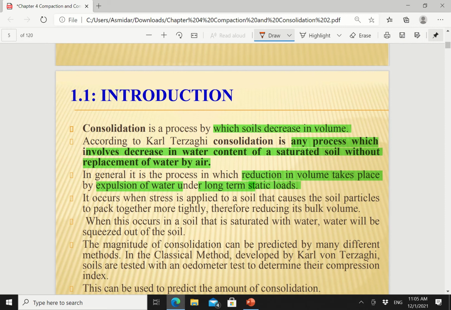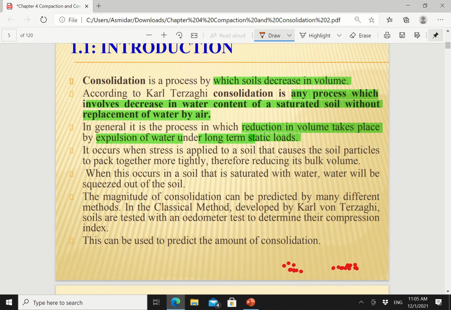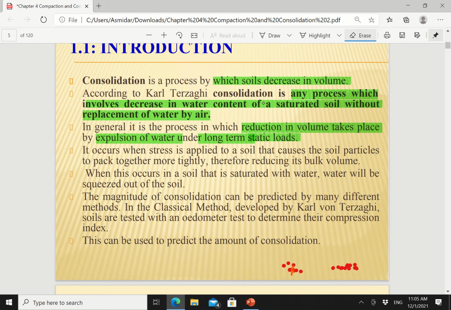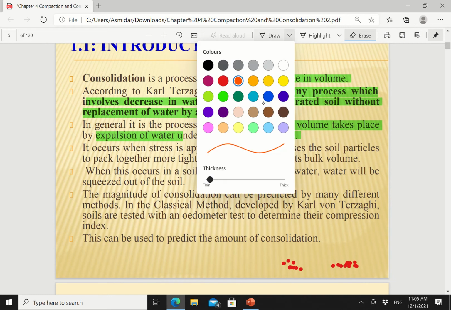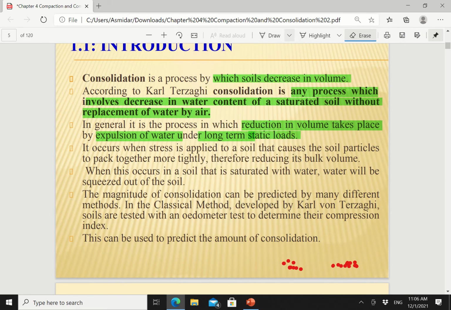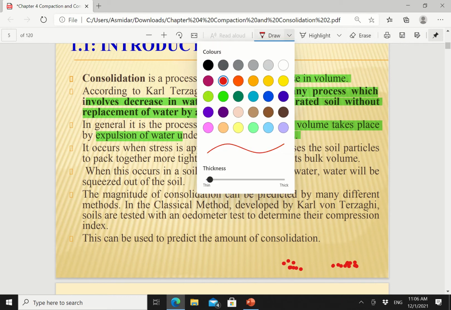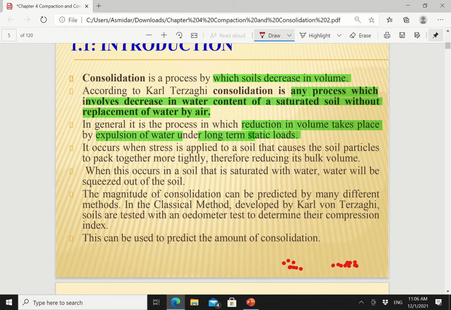So before that, you might want to know what consolidation is. Consolidation is a process by which soil decreases in volume. That will be the general idea for consolidation, meaning that at the end of the process of consolidation, some volume of the soil will be decreased. Why do we need to do that? Because of a decrease in soil volume, at the same time the soil will be compacted together, and because of that, the soil will increase in terms of its shear strength.